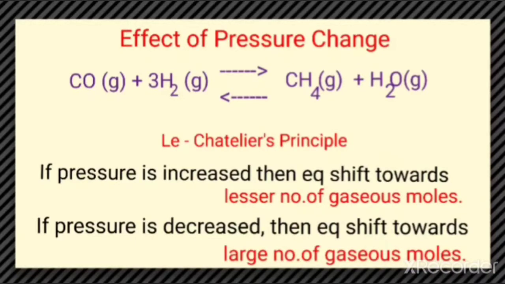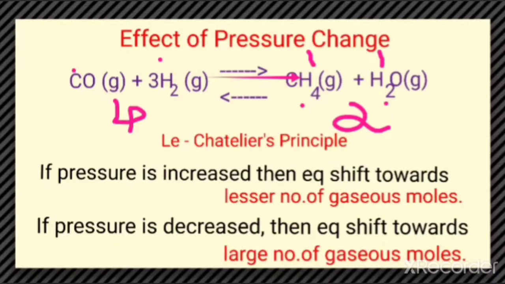That means when you look at this equation, this is the reaction in the forward direction. Here the number of moles of gaseous products is 2, because 1 mole of methane and 1 mole of water according to the balanced equation. So the number of moles of gases is 2 on the product side, but on the reactant side there is 1 mole of carbon monoxide and 3 moles of hydrogen gas. That means a total of 4 moles of gases are on the reactant side.